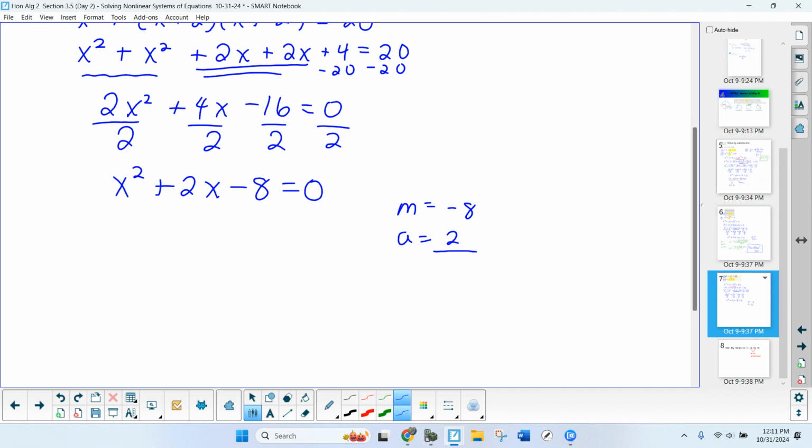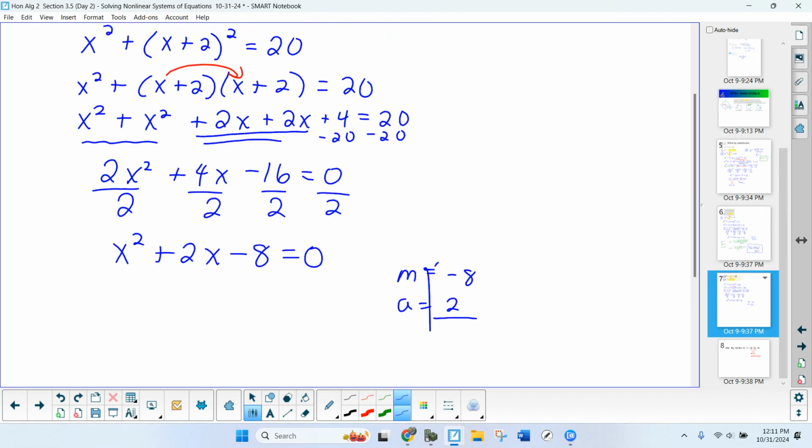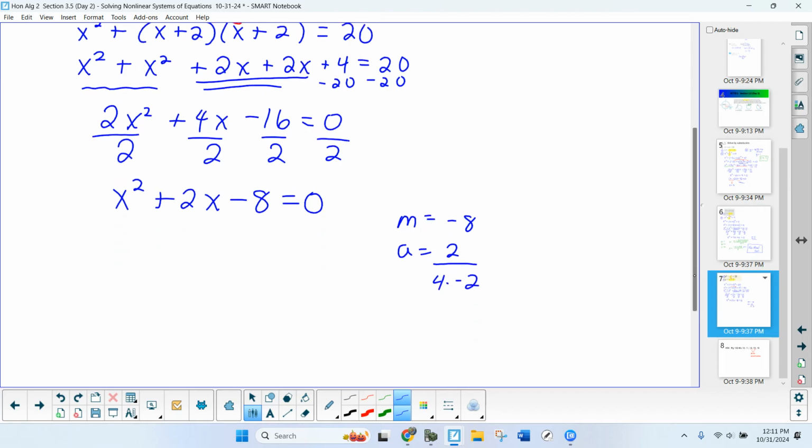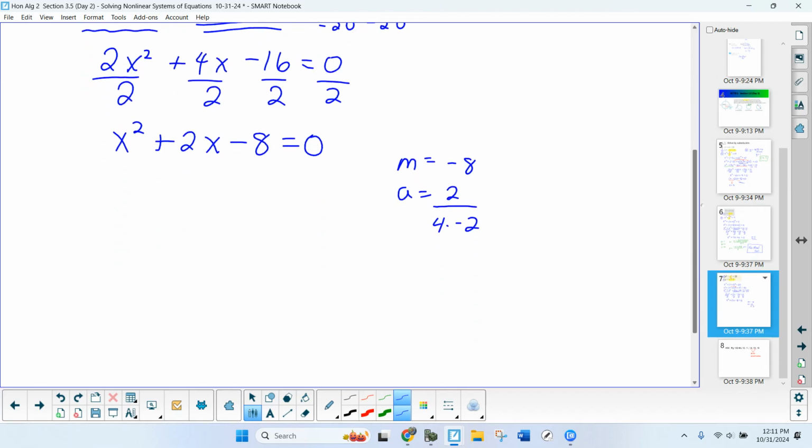Okay, what'd you guys get? What'd you get, Caden? 4 and negative 2. Positive 4 and negative 2. Do those multiply together to give me negative 8 and add together to give me positive 2? What do you think? Yes. Okay, so Caden, what did this factor into? x plus 4 times x minus 2.